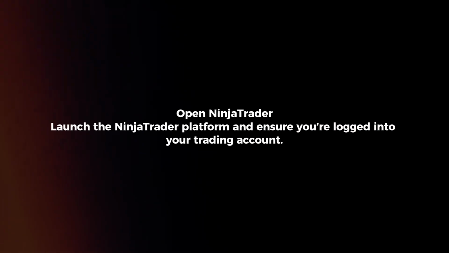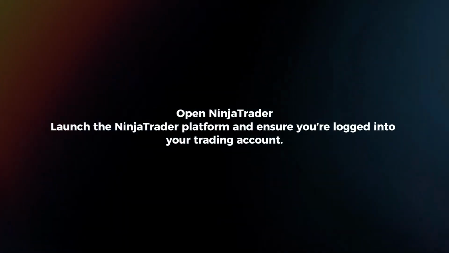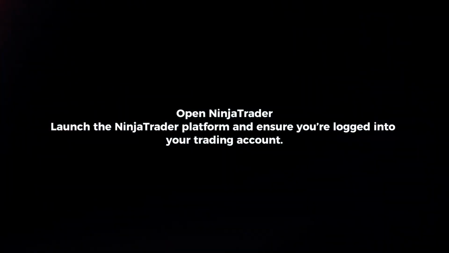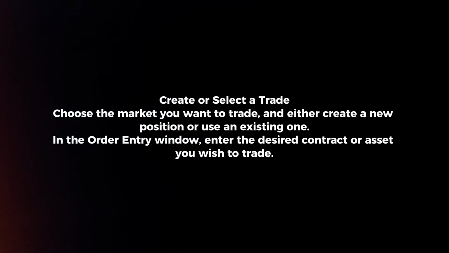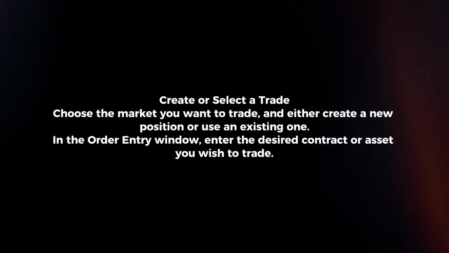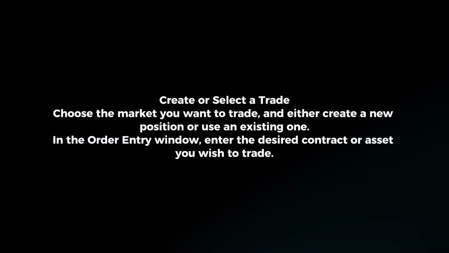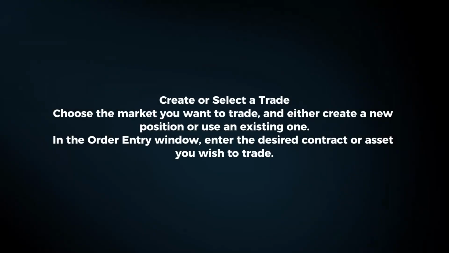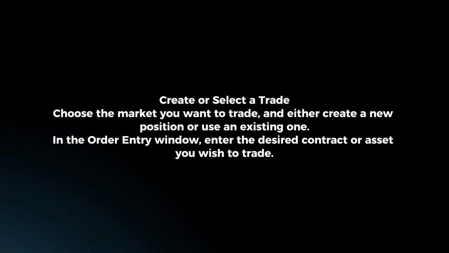Open NinjaTrader. Launch the NinjaTrader platform and ensure you're logged into your trading account. Create or select a trade. Choose the market you want to trade and either create a new position or use an existing one. In the order entry window, enter the desired contract or asset you wish to trade.